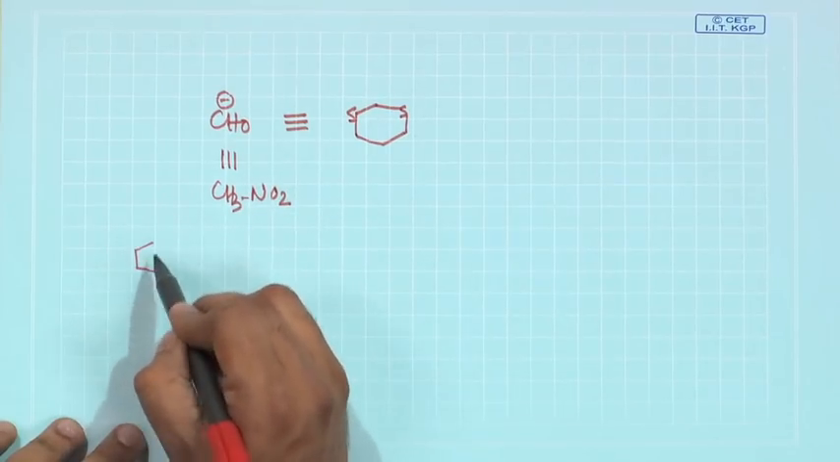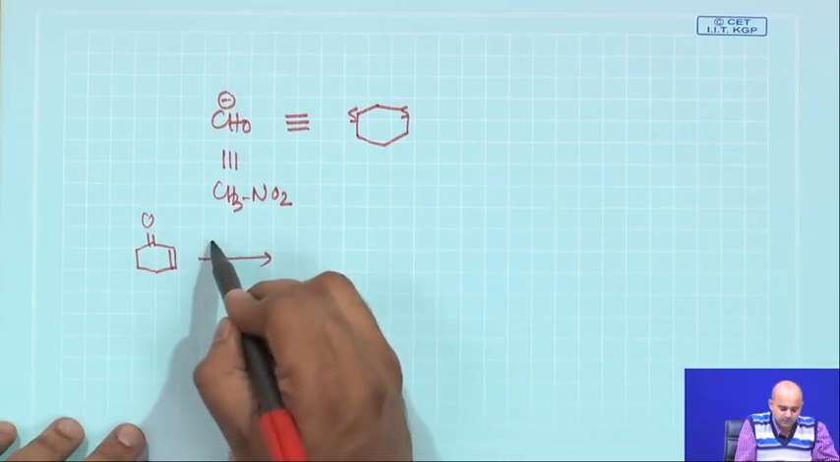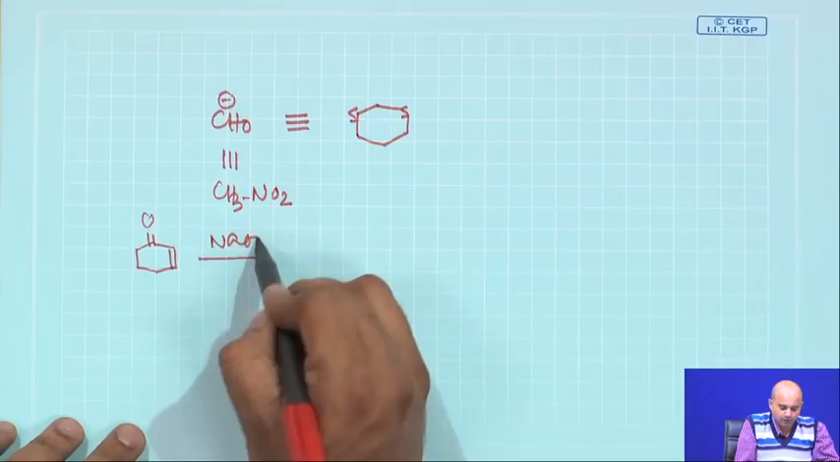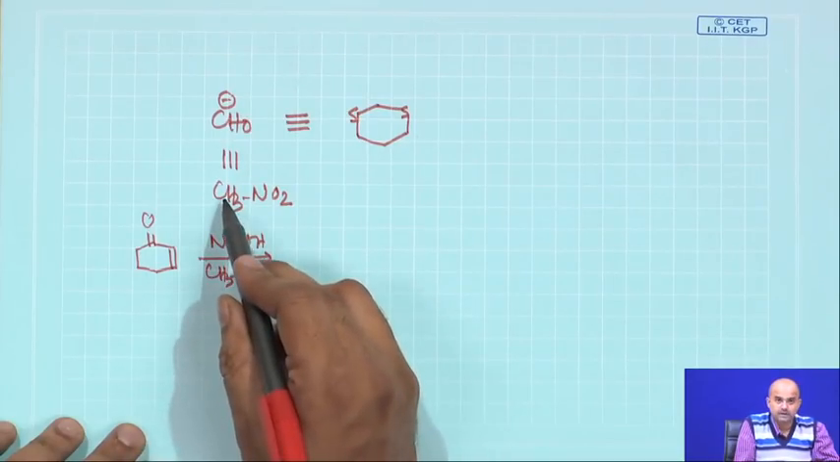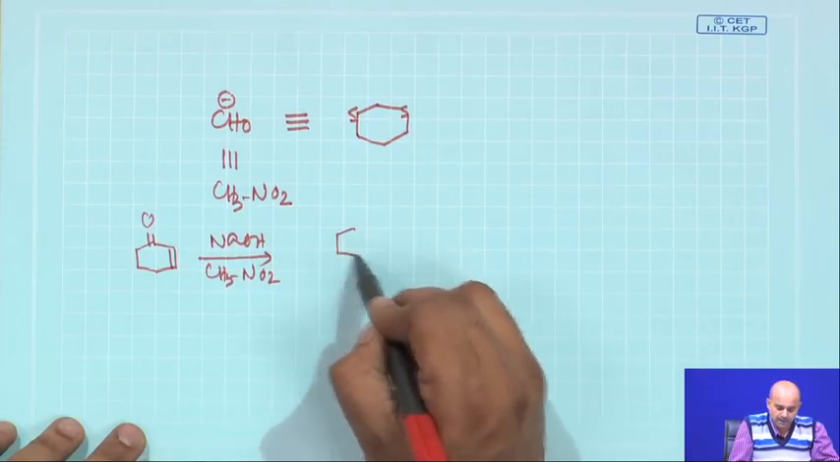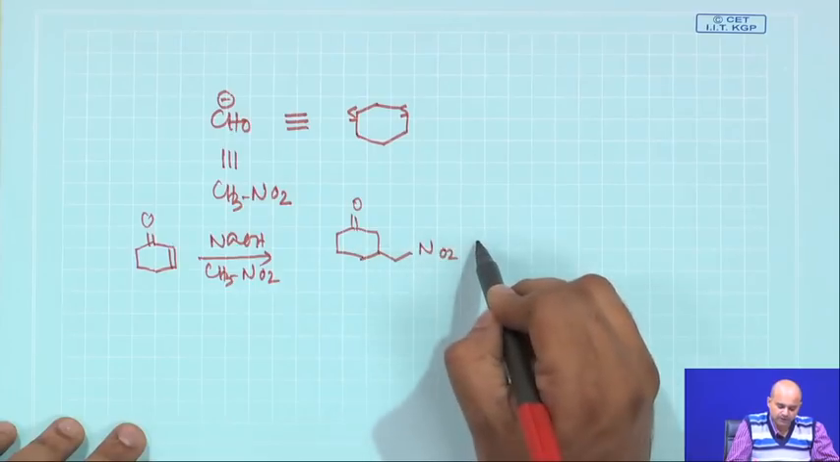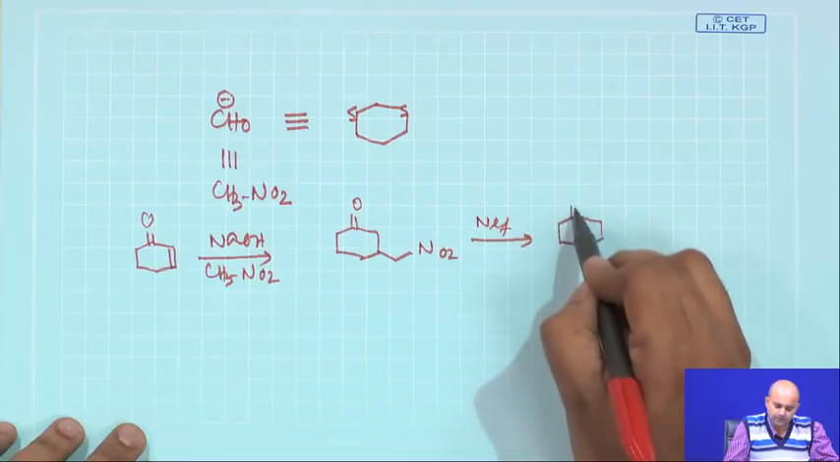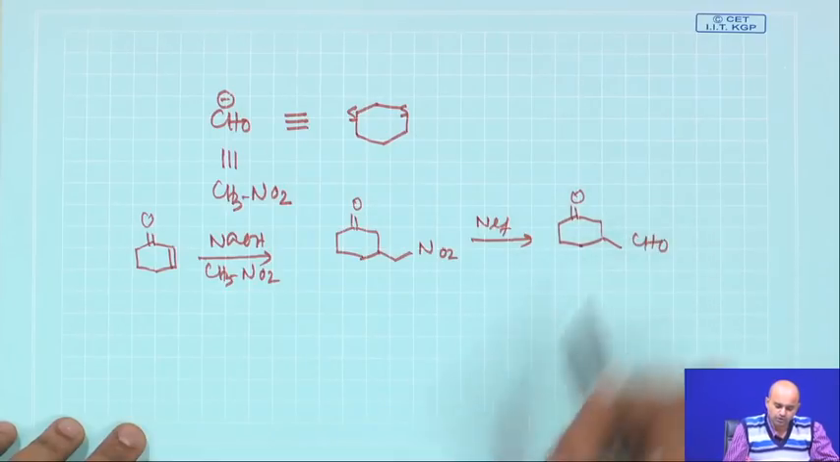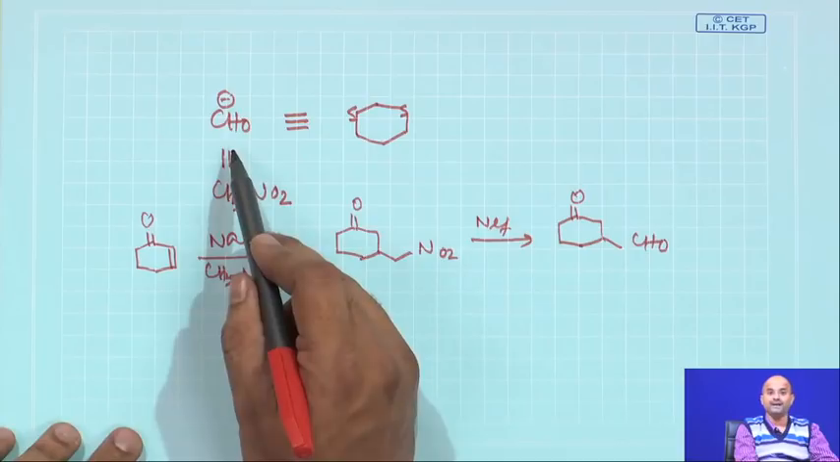Now, come to the real system we initially proposed, which is cyclohexenone. First take a base, sodium hydroxide, and react with nitromethane. Nitromethane will generate the anion and it will undergo Michael addition. Now, the Nef reaction we have already talked about. So, this reaction will now give you CHO. So, nitromethane can be considered a synthetic equivalent of a formyl anion.